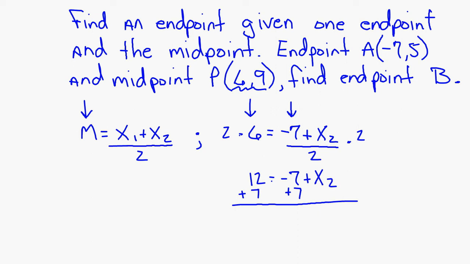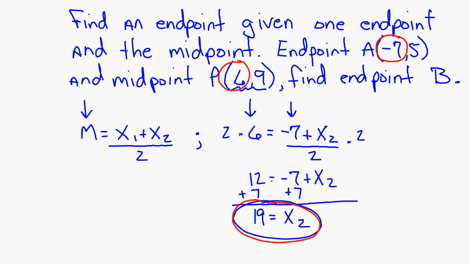You're adding 7 to each side, so 12 plus 7 is 19 equals x sub 2. There's your other x value at the end. You know the beginning x. Here's your beginning x, right there. Middle x. Now here's your endpoint x. So now you repeat for the y. You're just substituting. So let's do the y.